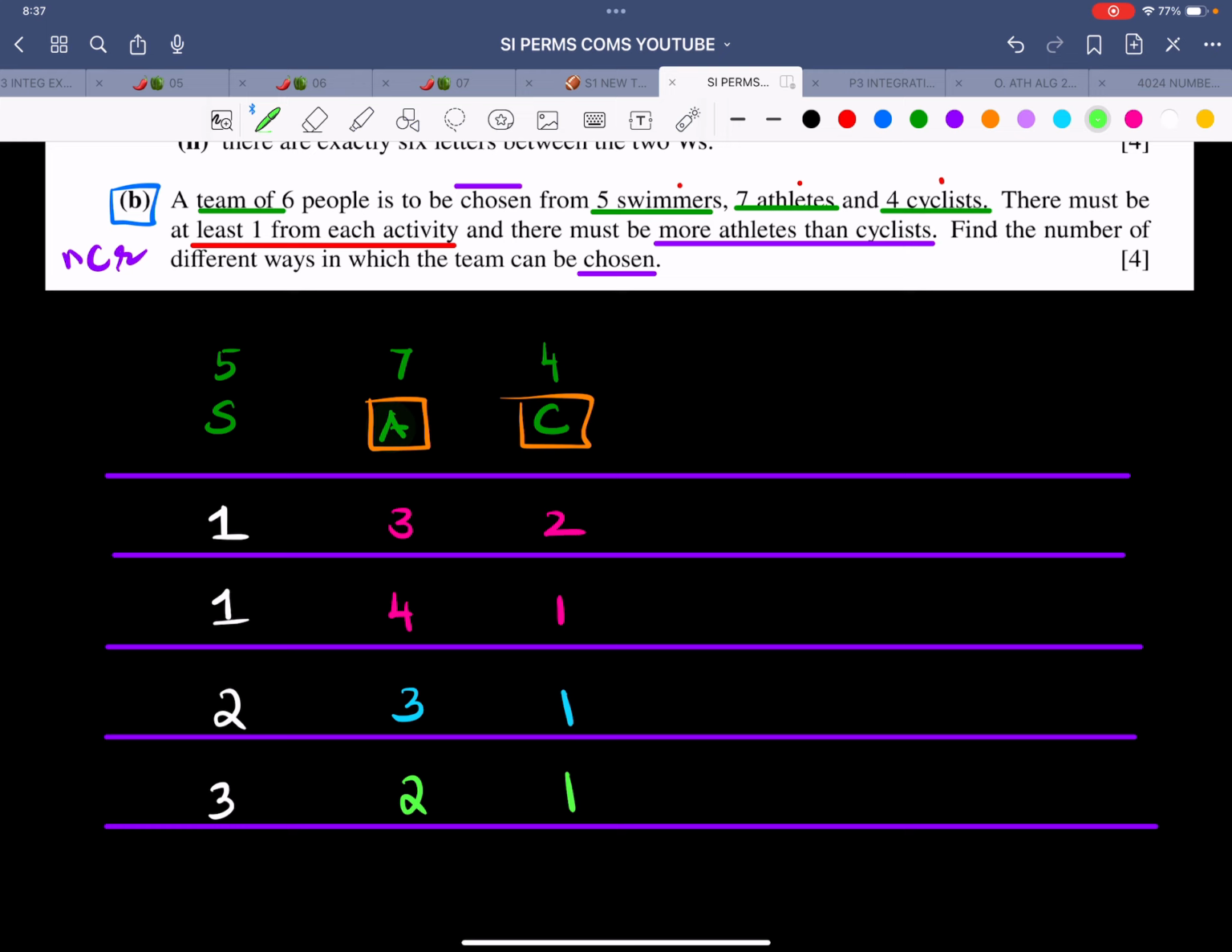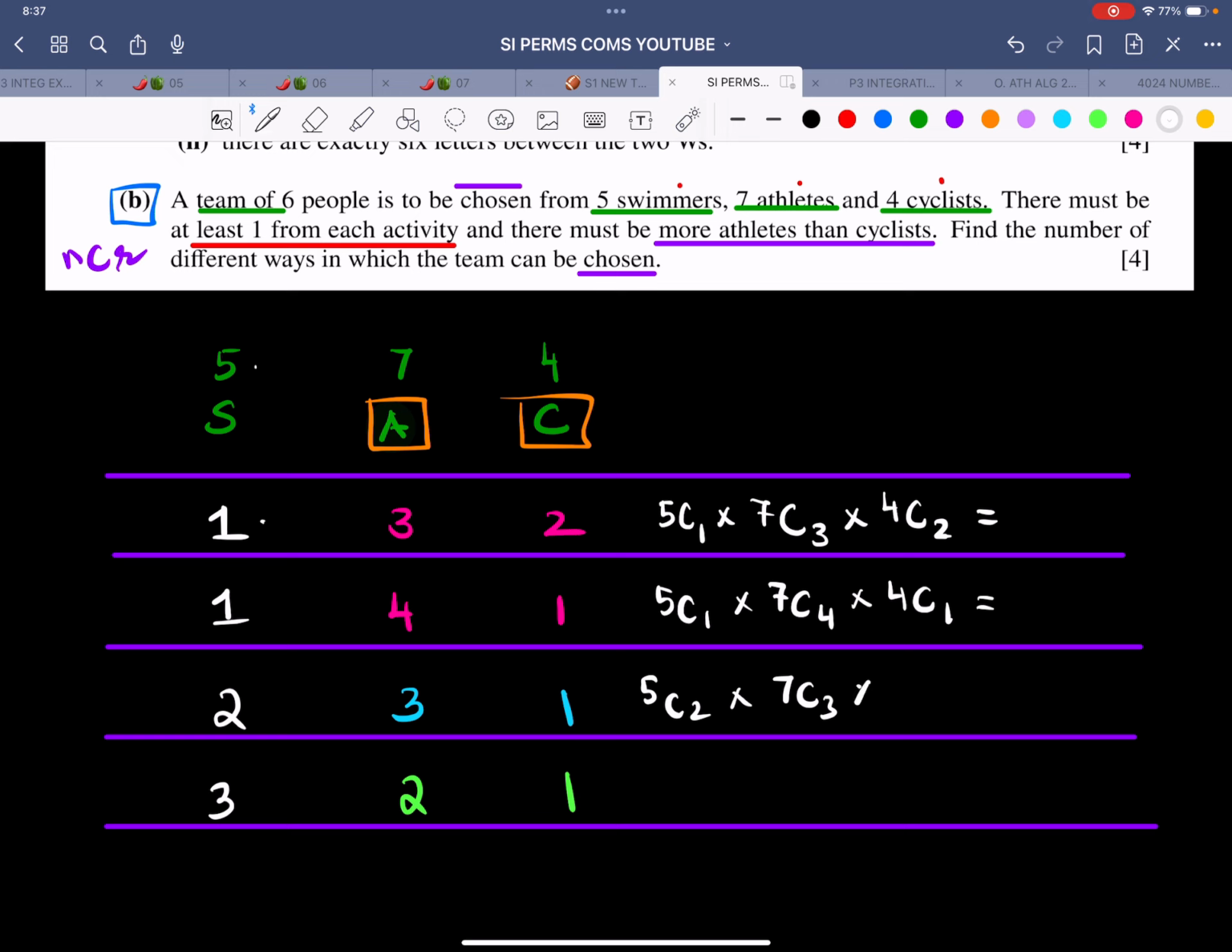So basically, we have to do the working. That is, we choose the swimmers from the swimmers. So this is 5C1. Similarly, the athletes from the athletes 7C3 into 4C2. First write, then evaluate. This is 5C1 into 7C4 into 4C1. This is 5C2 into 7C3 into 4C1. And what else is there? This last one is 5C3 into 7C2 into 4C1.